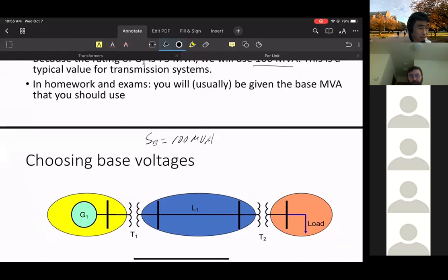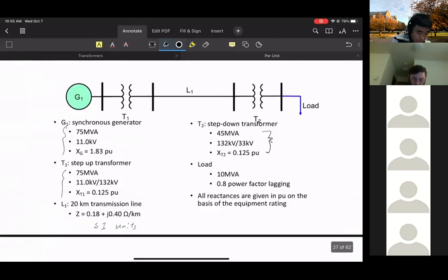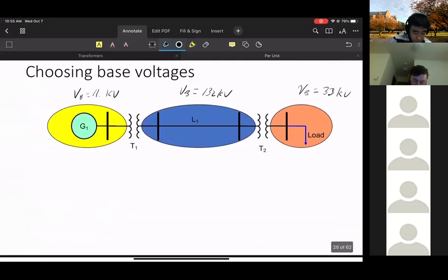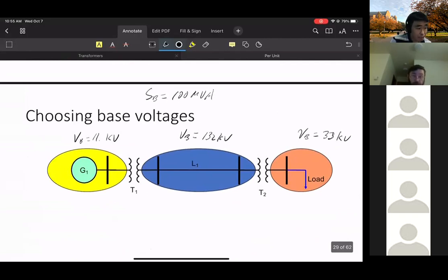And normally we just choose the nominal voltage at each side. So for example, here we'll pick the base to be 11 kV. Here we choose a base of 132 kV. Here we choose a base of 33 kV. This makes your life easier. If you look at the data sheet, G1 is given as 11 kV, the transmission line is 132, and the load is 33. So choose these for the base voltages, to make our life a little bit easier.